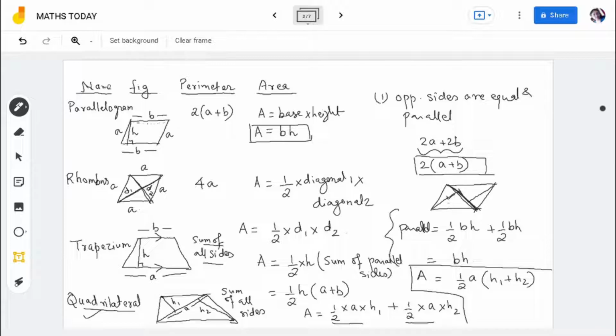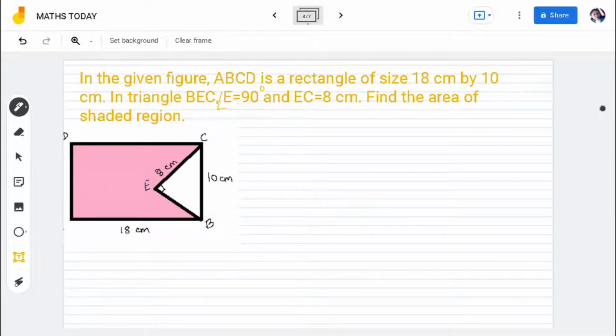And before leaving, I wanted to do one numerical based on these formulas. So let's see the numerical. Okay, so this is one of the questions that we are going to try. So let's read the question first.